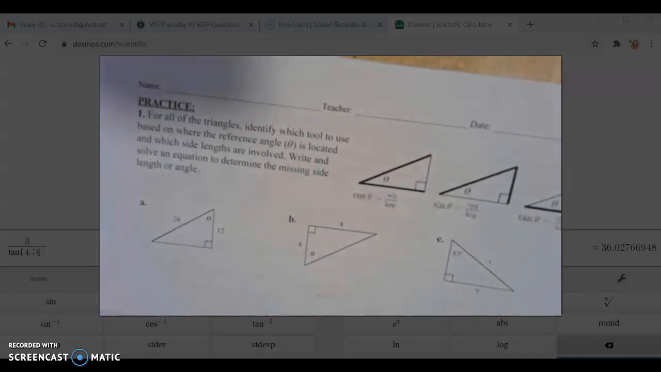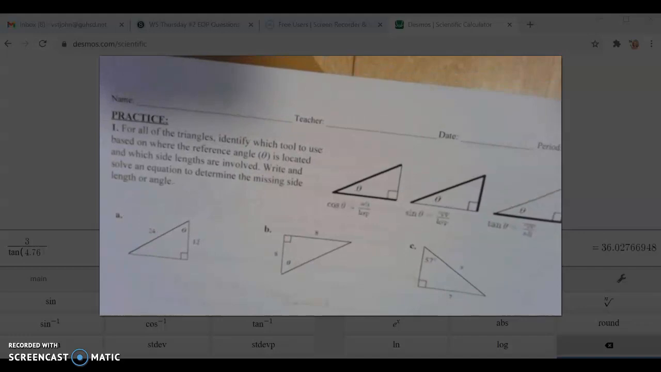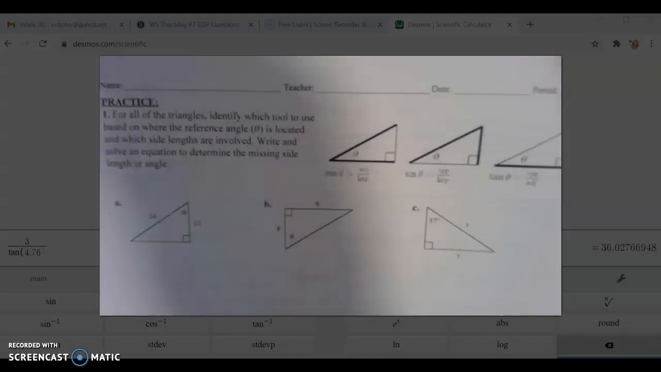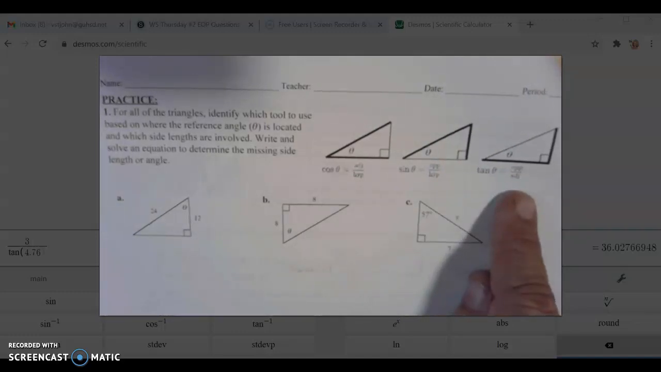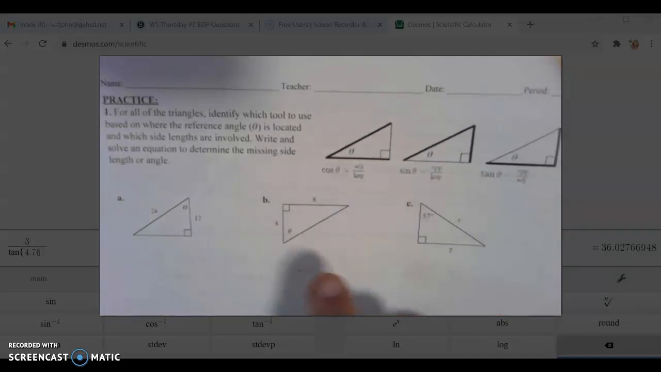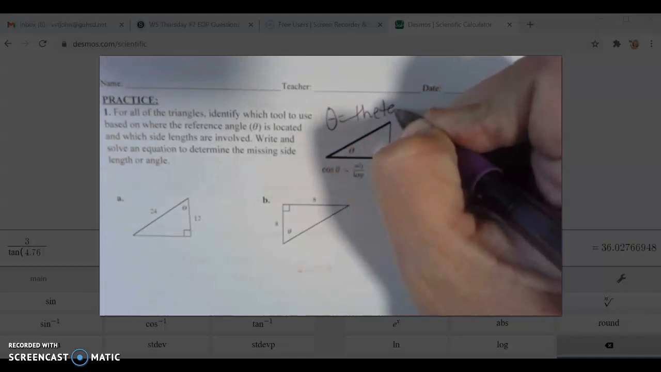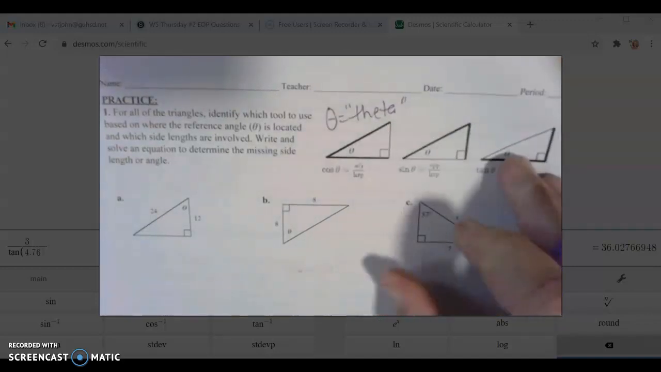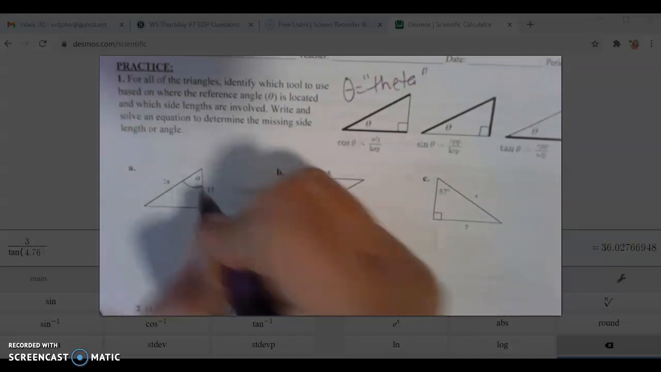Let's look at the next page. I'll set it up exactly the same. We're doing more practice. We still have our reference picture that we did on the other homework page: cosine, sine, and tangent. But now you would use the inverse if you're looking for the angle. This symbol right here is called theta. It's a Greek letter, often used in mathematical problems. You've already seen it.